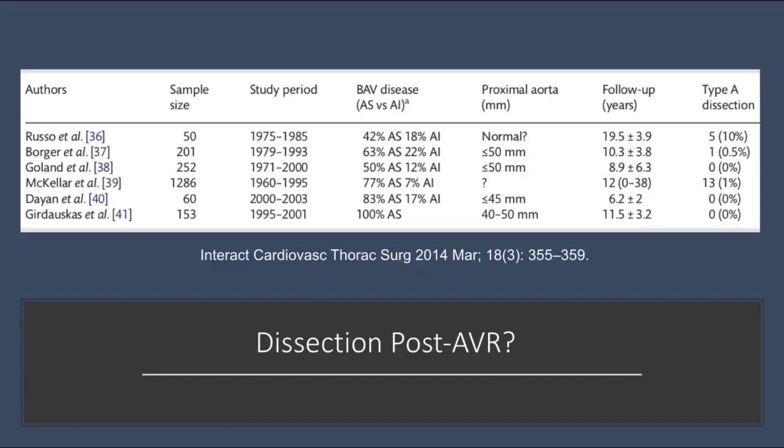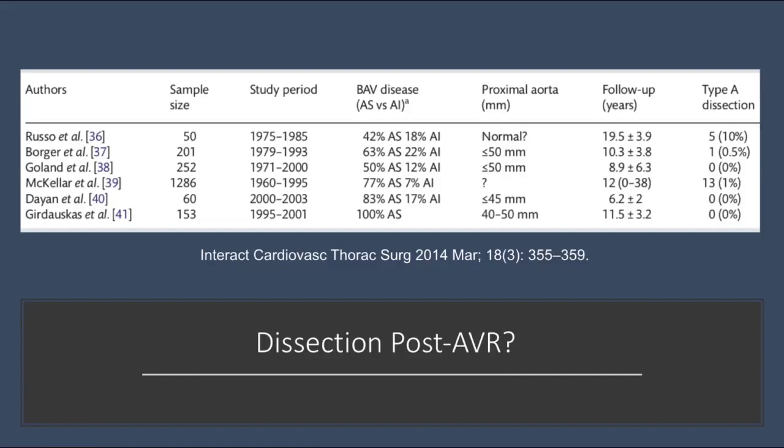How about the rate of dissections after AVR? Again, a lot of different studies with somewhat varied results. If you look at the very top study by Russo, it suggests that even after you get a valve replaced, you still have a pretty high rate of dissection. This study showed a rate of 10%, but all the other studies that looked at this have actually shown quite a low dissection rate after an AVR.